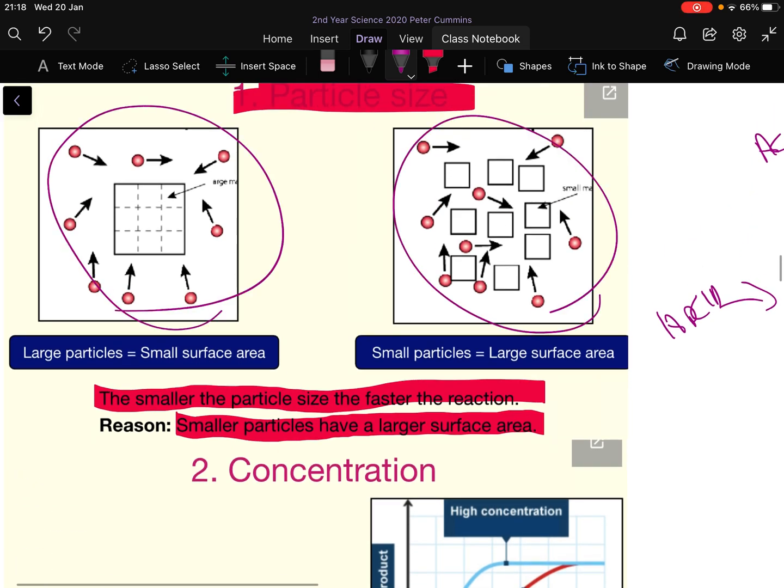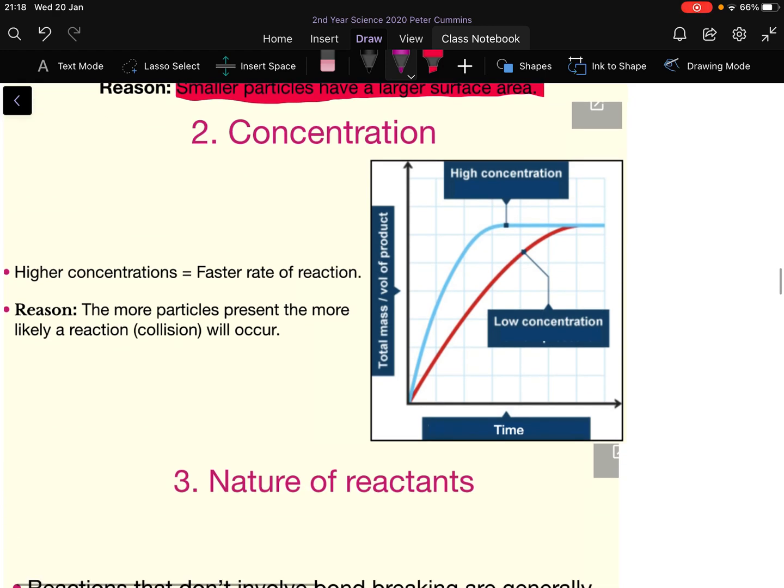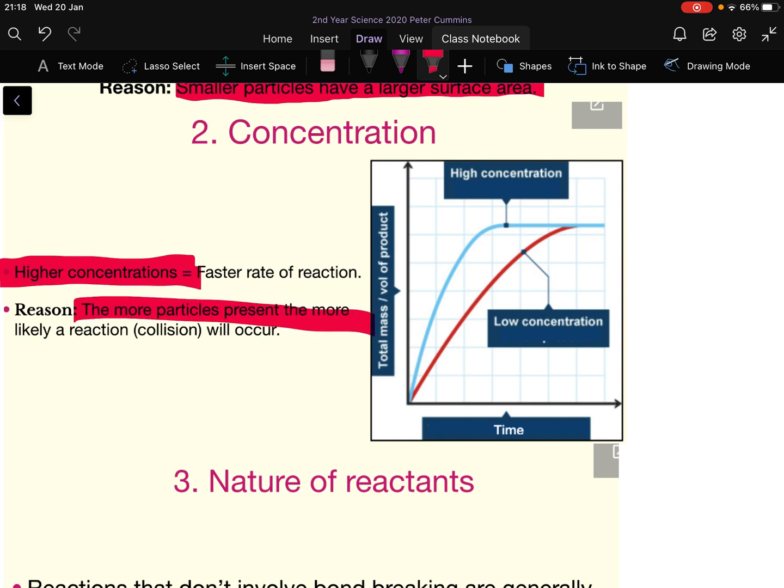They show you diagrams here of the same idea. And that's one thing we're going to investigate: how is the rate of reaction affected by the size of the reactants, the size of the marble chips? The second one is concentration, and you would do this on the same day actually, would you believe? The higher the concentration, the faster the speed of the reaction. So there's more particles present, the more likely a reaction is to occur.